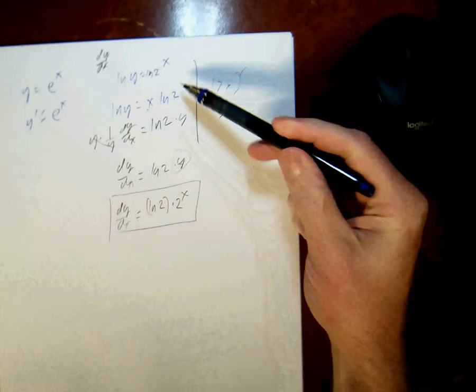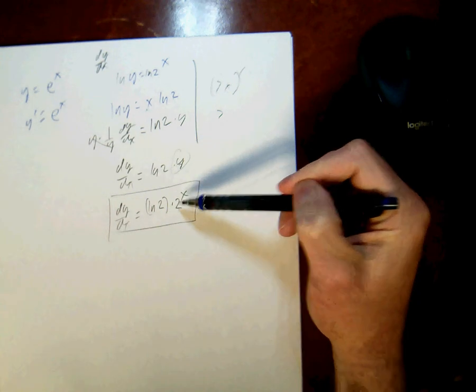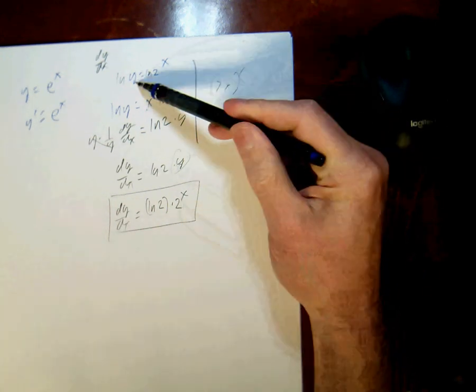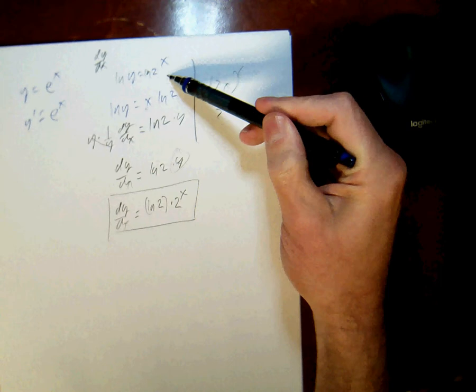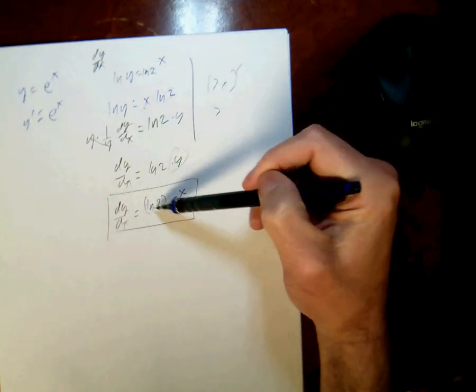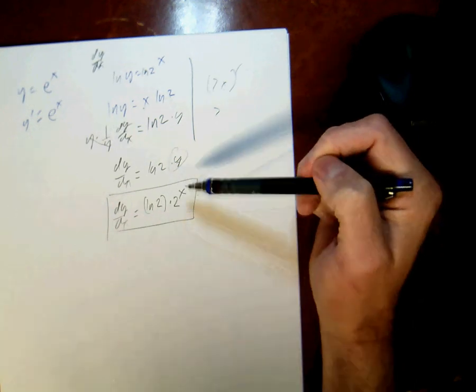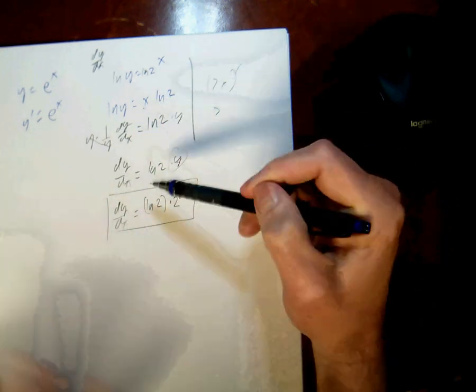Now I don't really care if you write this part down. I do care if you write this. We started with y equals 2 to the x, and we did some stuff, and then we found out that the derivative of that is natural log of 2 times 2 to the x. That's important to write down.